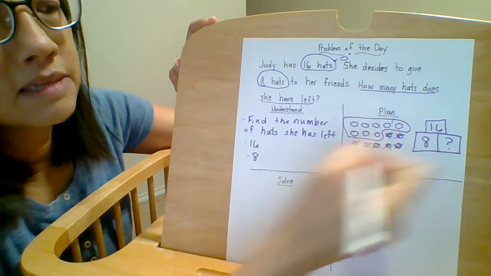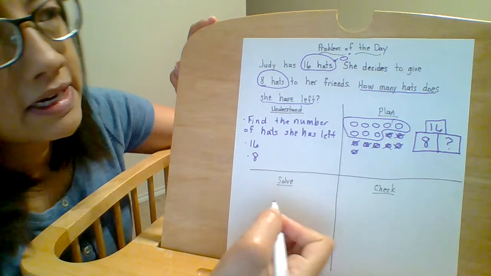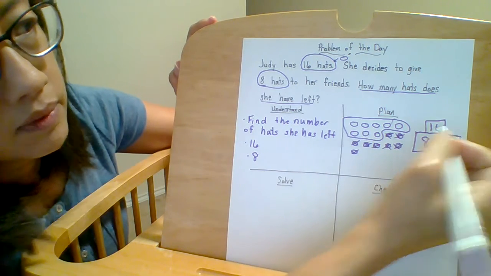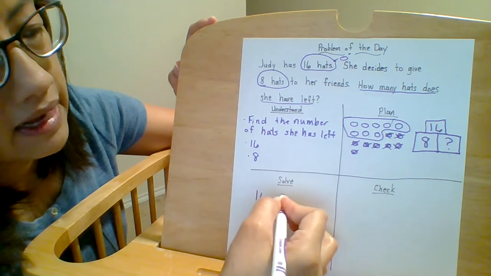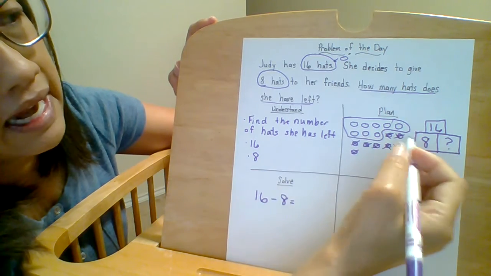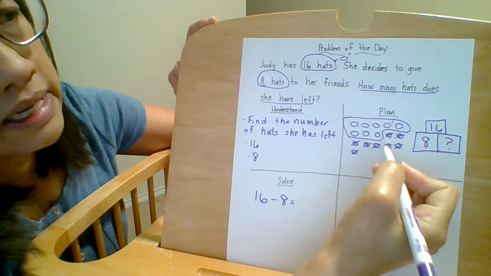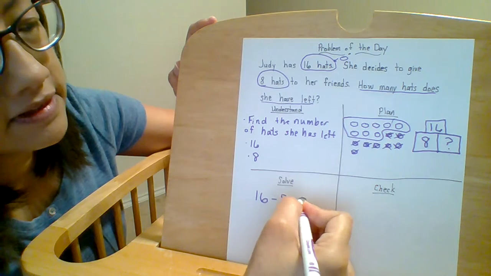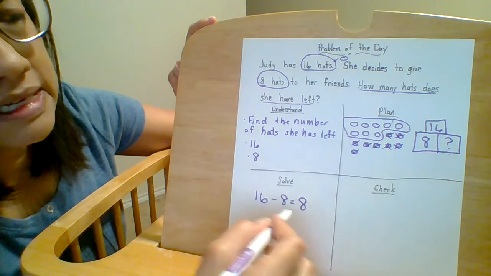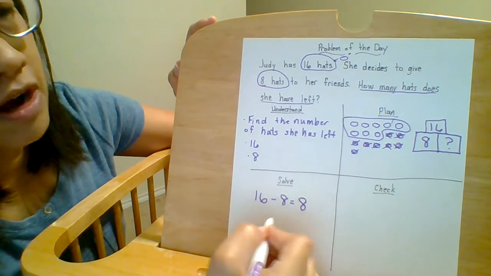So I need to take this and put it in a number sentence. My number sentence would begin with my total of 16. She had a total of 16. She gave away 8. And in my plan, my drawing, I see I had 16. When I took away 8, I have 8 left. So 16 minus 8 equals 8, my solve.